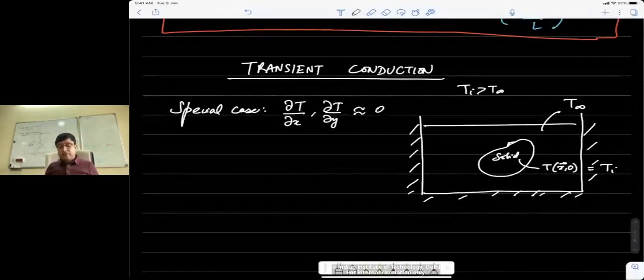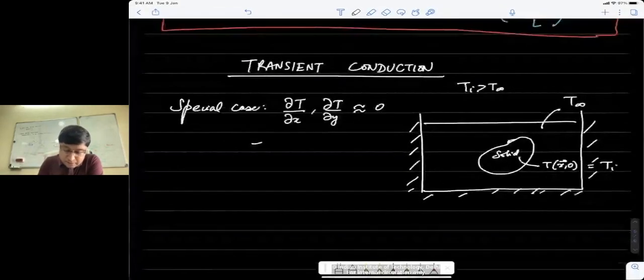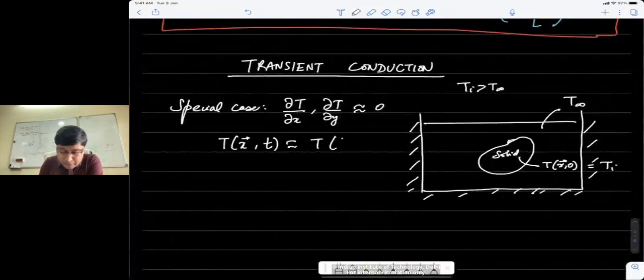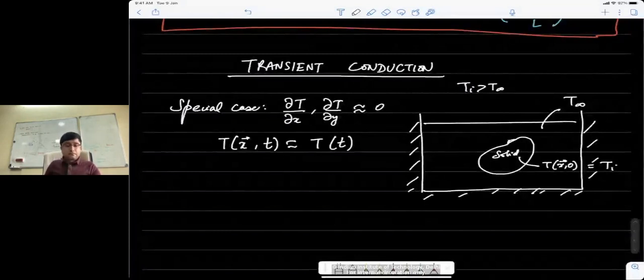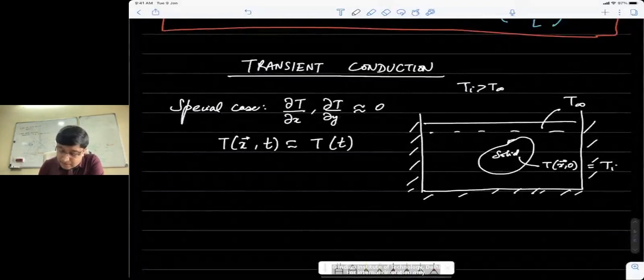What it means is that the solid is sort of behaving at the same temperature. Let's say for now spatial gradients are zero, which means that the temperature, which was typically a function of x and t, space and time, I am going to approximate as a function of time only. We will see whether this works or not, but for now, let's say this is something that we are assuming. As I said, the fluid temperature is T infinity, which is less than Ti.